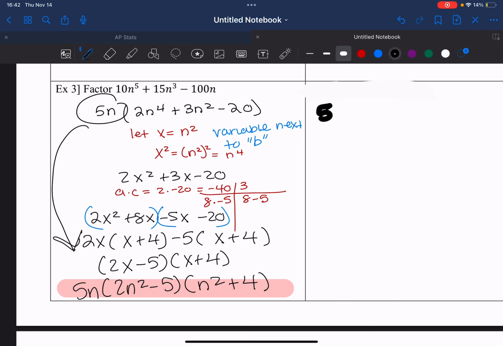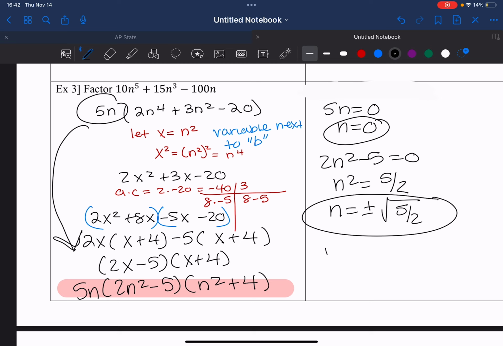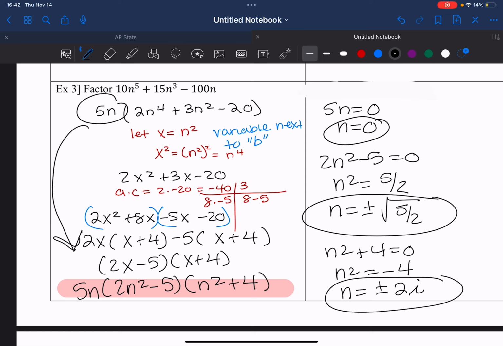So I have 5n equals 0, which means n is equal to 0. 2n squared minus 5 equals 0, which means I have n squared equal to 5 halves. So n is equal to plus or minus the square root of 5 halves. And then n squared plus 4 equals 0, means I have n squared equals negative 4. Since I'm taking the square root of a negative number, I'm going to get an imaginary number. So this is n is equal to plus or minus 2i. Okay, and again, these are my answers for each.